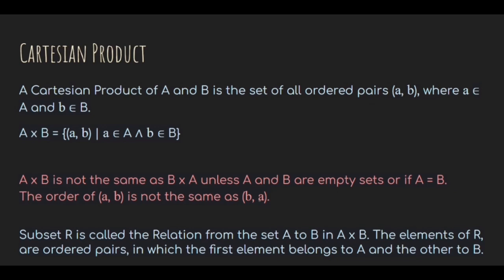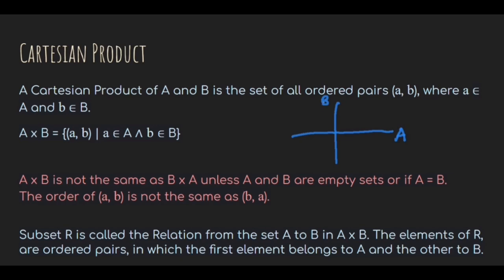The subset R is called the relation from set A to set B in the Cartesian product from set A to set B. The elements of R are ordered pairs in which the first element belongs to A and the other to set B. Before we move on to the next slide, I'm just going to explain this part using a graph. Let's say we have a graph right here, a really bad graph. Let's say A contains the numbers from the x-axis and B contains the numbers from the y-axis.